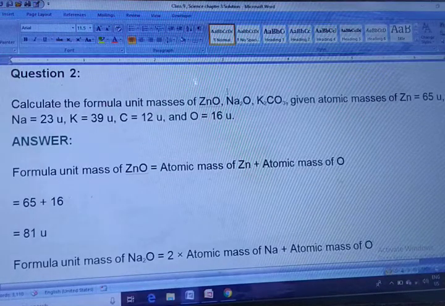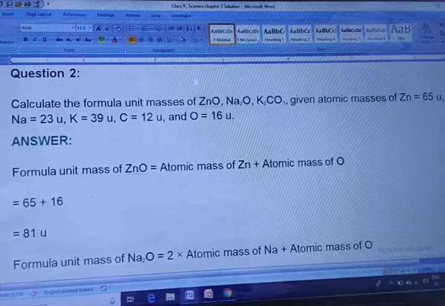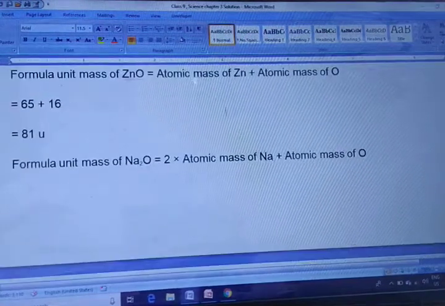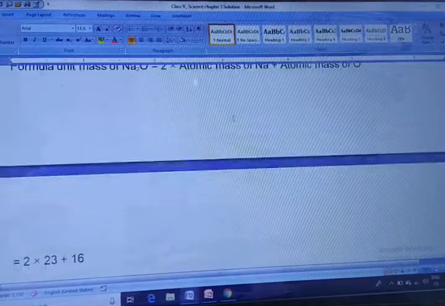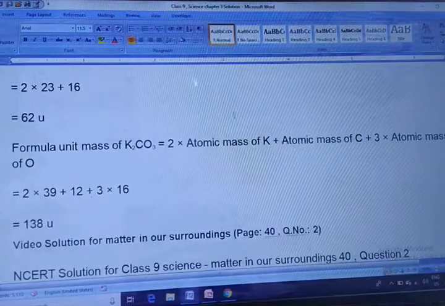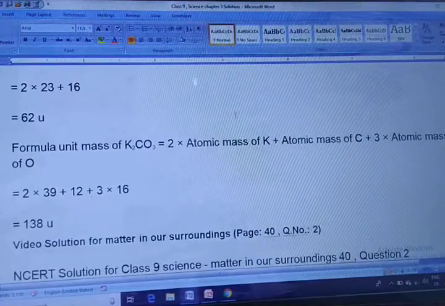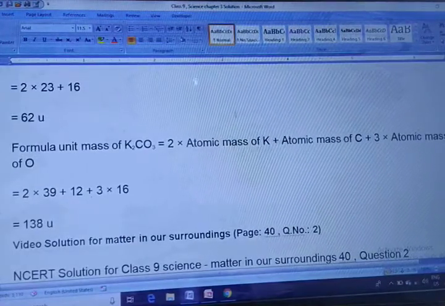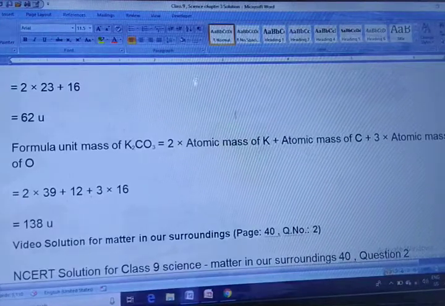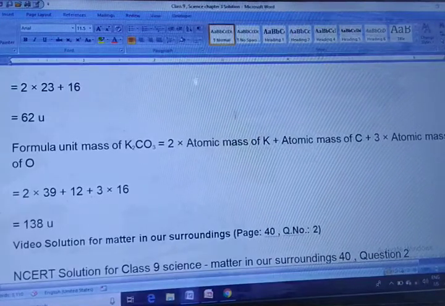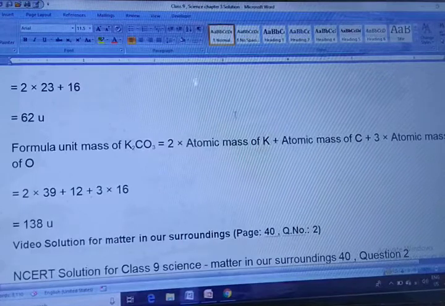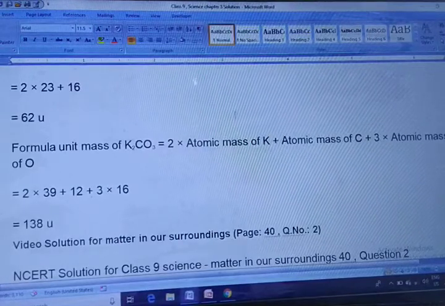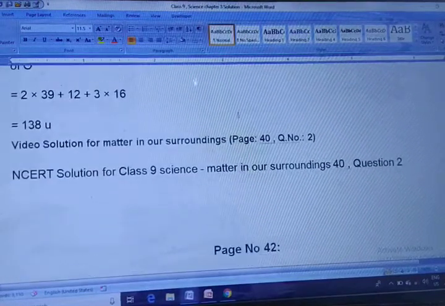Atomic mass of zinc is 65, already given in the question, and atomic mass of oxygen is 16. So 65 plus 16 is equal to 81 unit. Formula mass of sodium oxide, that is 2 into atomic mass of sodium plus atomic mass of oxygen. So 2 into 23 plus 16, that is equal to 62 unit. Formula mass of K2CO3, that is potassium carbonate, 2 into atomic mass of potassium plus atomic mass of carbon plus 3 into atomic mass of oxygen, 2 into 39 plus 12 plus 3 into 16, that is equal to 138 unit.